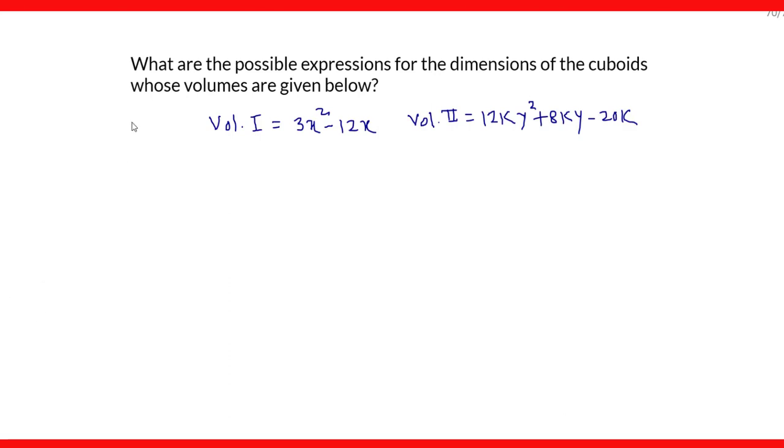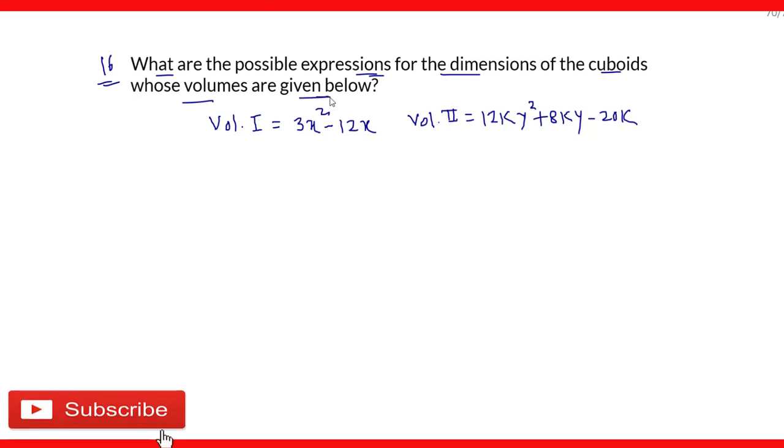The question number 16 is 14. What are the possible expressions of the dimensions of the cuboids whose volumes are given below? Here the volume of the first cuboid is given as 3x square minus 12x, and the volume of the second cuboid is given as 12ky square plus 8ky minus 20k, and you have to find the possible dimensions of the first cuboid and the second cuboid.